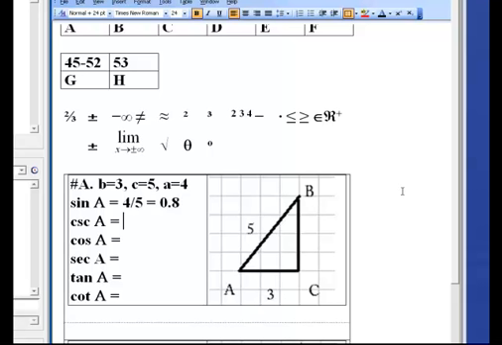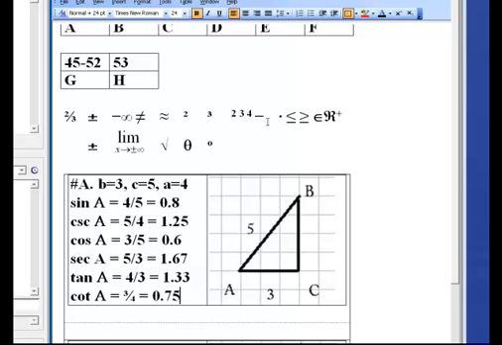Cosecant of the angle A is the reciprocal of sine A, so it's going to be 5/4, or 1.25. Cosine A is the adjacent divided by the hypotenuse, 3/5, or 0.6. Secant A is the reciprocal of that, so 5/3, or 1.67. Tangent A is the opposite over the adjacent, so it's going to be 4/3, or 1.33. And cotangent A is the reciprocal of that, 3/4, or 0.75. That's all that's to it. I could do this on a calculator, but this will suffice.